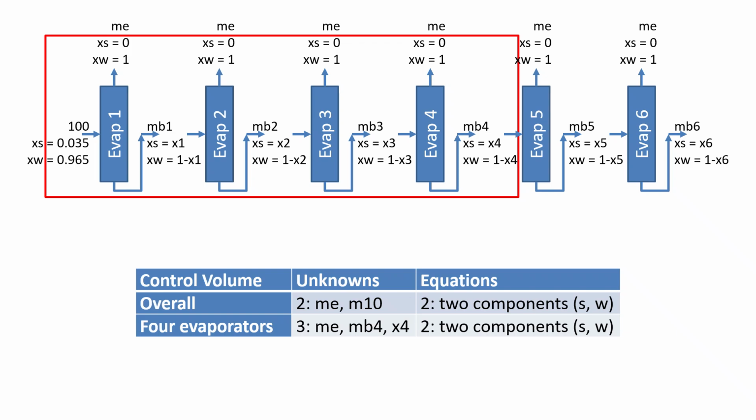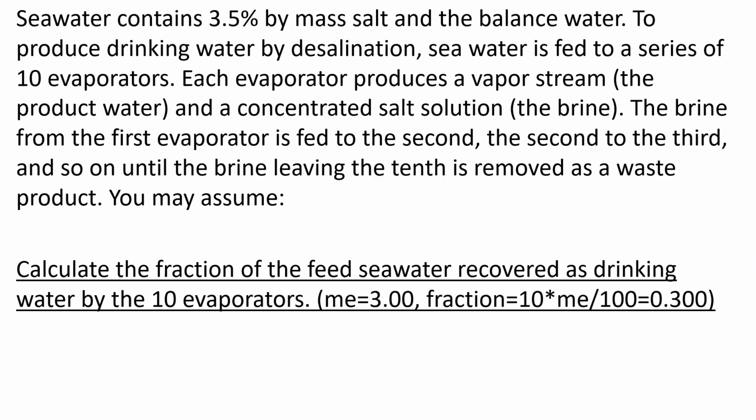Before doing so, I just want to tidy up the table here to show that we do have the 3 unknowns, ME, MB4, and X4. And there's 2 components that are present in those streams, salt and water. So we're going to solve the overall control volume for the unknowns associated with it. And then from that, we're going to calculate the fraction of the seawater that's recovered as drinking water.